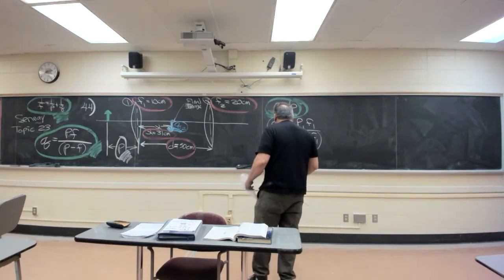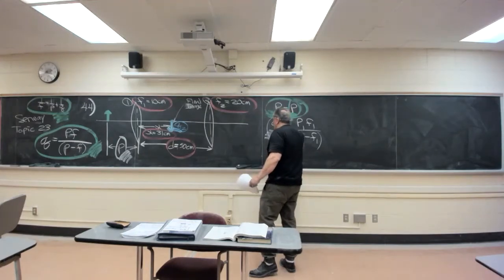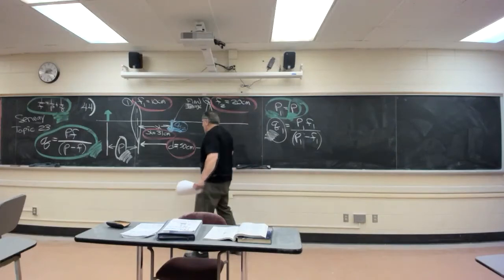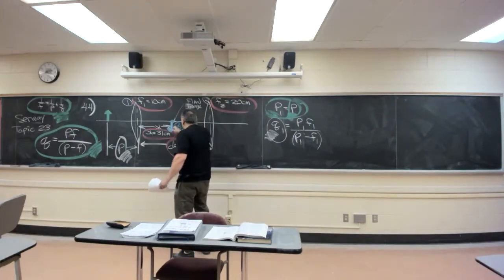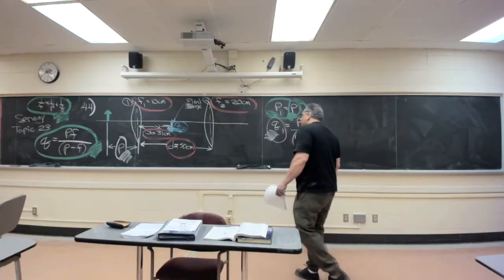We know, so this is going to be the new image distance. This Q1 is going to be the new object. This Q1 is going to be the new pseudo object from lens 2. And then from there, we're going to arrive at the conclusion Q2, which is the final image.